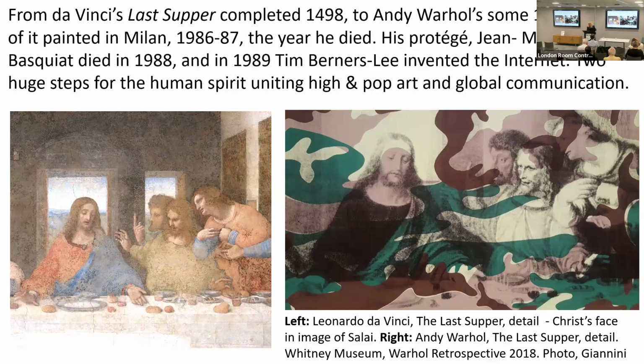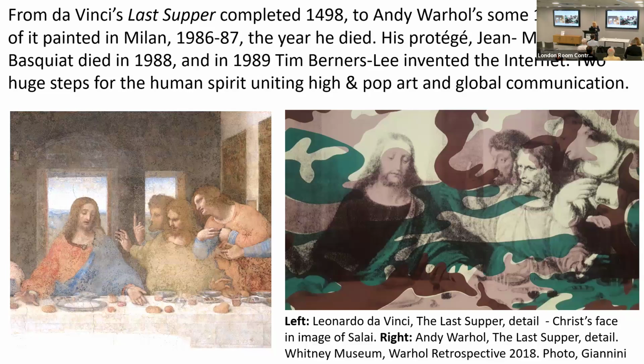This particular photograph I took in 2018 when they had the Warhol retrospective at the Whitney Museum. Imagine he did 100 versions. He became obsessed, literally obsessed, with the Last Supper. And in a way, that was not just a casual connection with Da Vinci, it was very deep in his whole psyche.